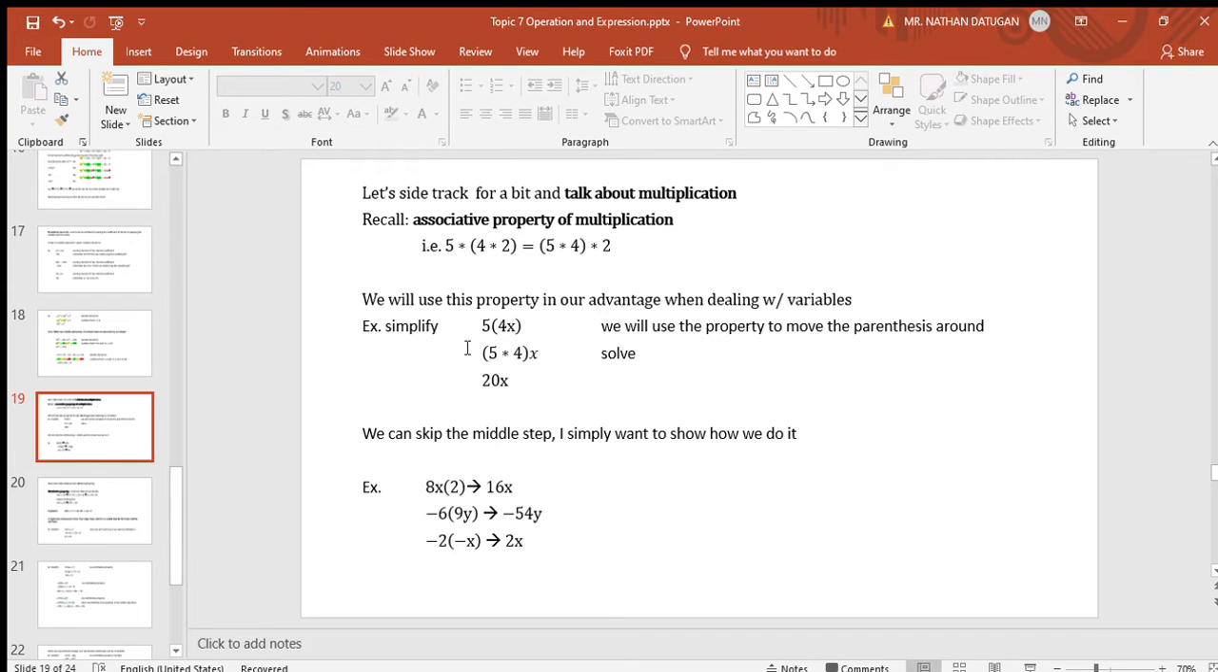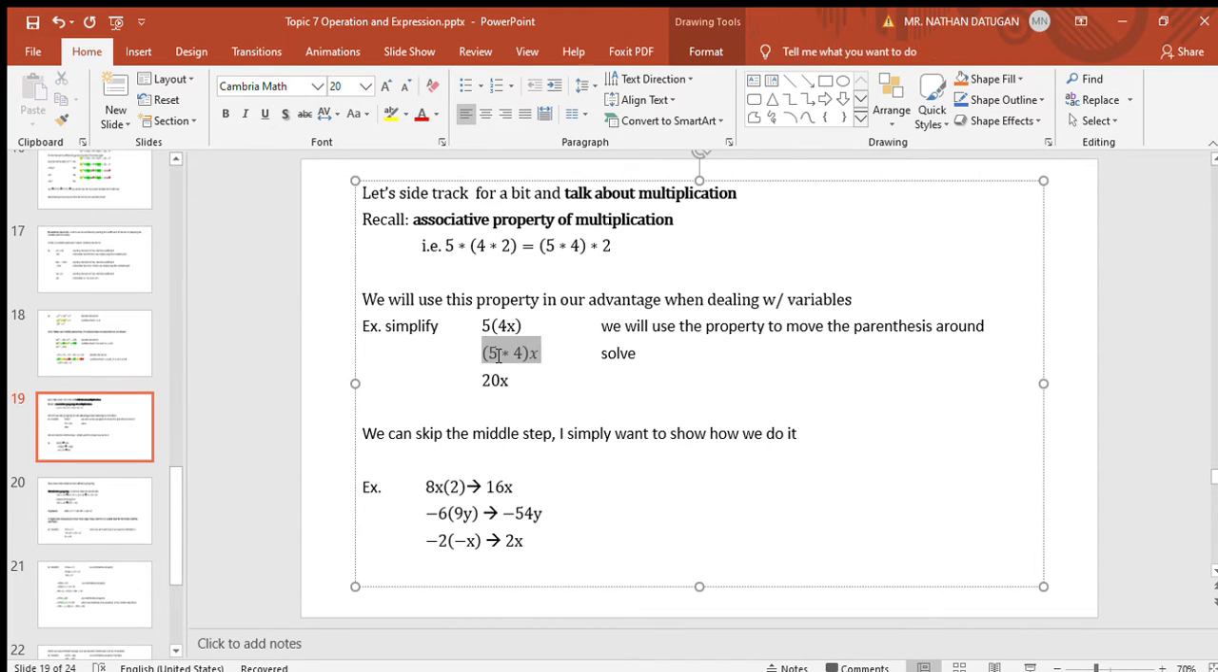We will use this property now when we're dealing with variables. Let's say we have 4x times 5. Well, we can move the parentheses so that instead of 4 times x, we'll do 5 times 4 first. So 5 times 4 is equal to 20. You don't actually need to show this part, 5 times 4x. You can just skip from 4x times 5 to 20x.